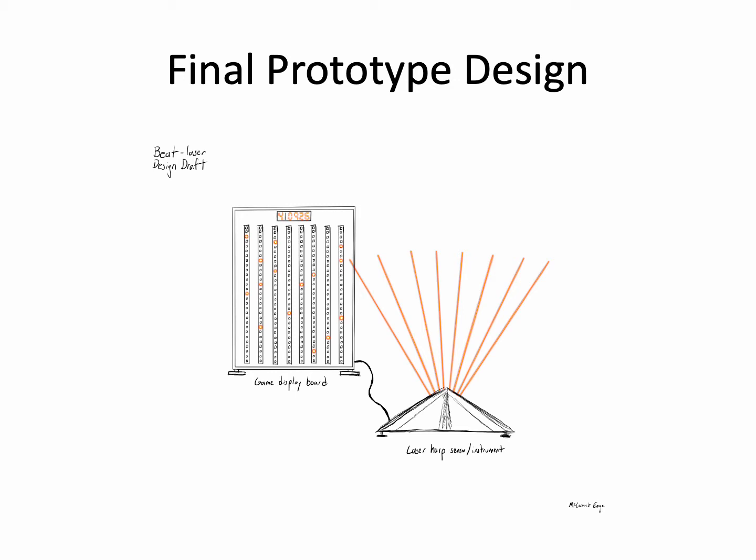The game display board is built from 8 LED strips that mirror the 8 laser beams with an LED that is animated to drop down from top to bottom to indicate when notes should be played along with audio feedback. The game display board also includes a small display that shows the player's score and allows for song selection.